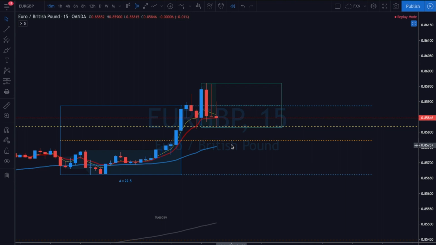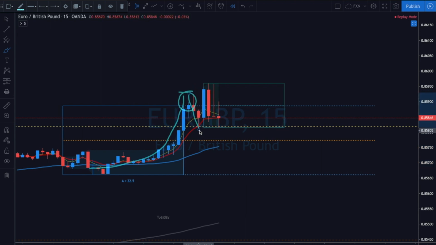Right? So look at the behavior here. We basically have a move up, which is this right here, a move down, right? A move right back up, and then we get 1, 2, 3 candles. Now notice how those candles essentially are not going past that high right there.